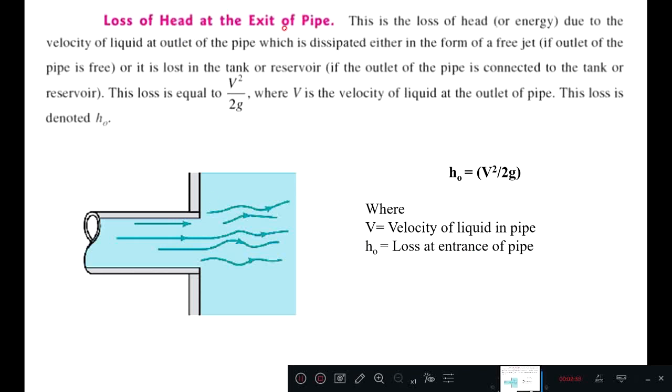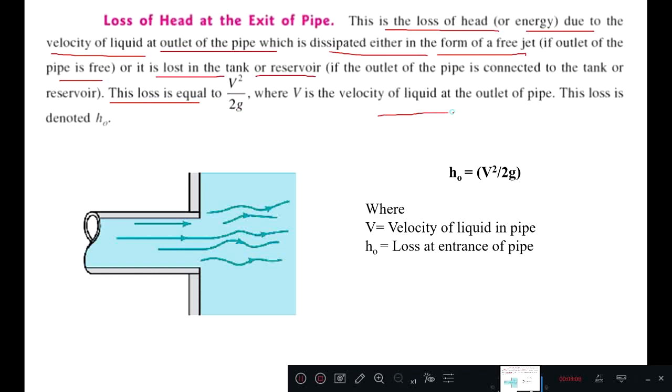So the loss at the exit of the pipe means the loss of head or energy due to the velocity of the liquid at the outlet of the pipe, which is dissipated either in the form of a free jet, if the outlet of the pipe is free, or it is lost in the tank or a reservoir, if the outlet of the pipe is connected to the tank or the reservoir. This loss is equal to V square by 2G, where V is the velocity of the liquid at the outlet of the pipe. This loss is denoted as HO, that is outlet, which can be given as HO is equal to V square by 2G.